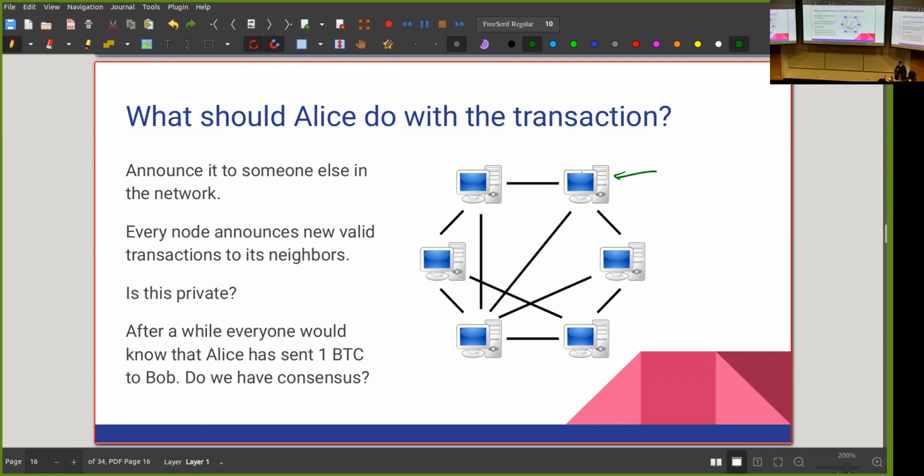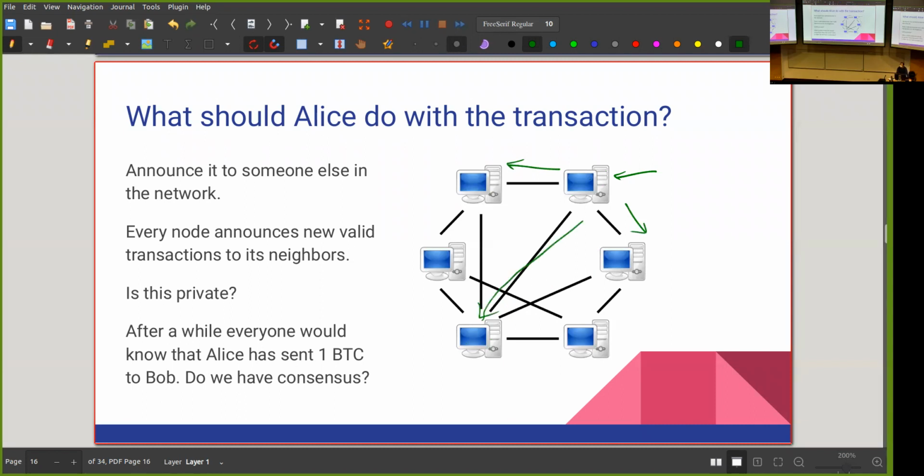But after you verify the signature and the ownership, and it passes all those checks, you would just announce the transaction to everyone else in the network. But you can't directly announce to everyone else because you're not connected to everyone else. So you just announce it to everyone that you know, to everyone that you're connected to. So this computer here would announce the transaction to this one, and this one.